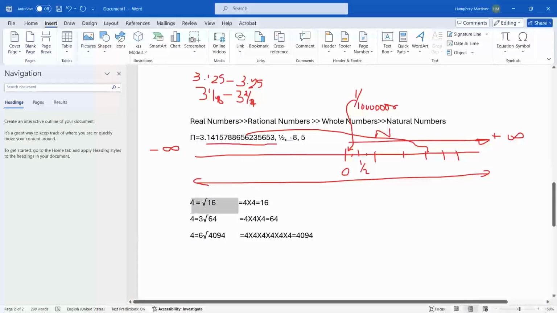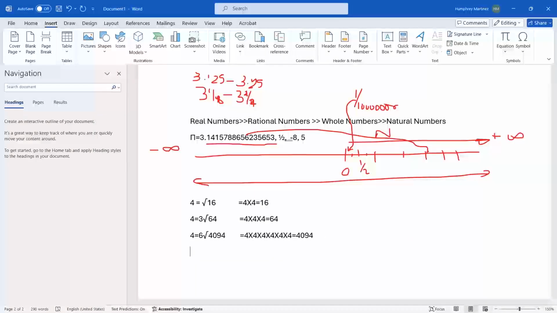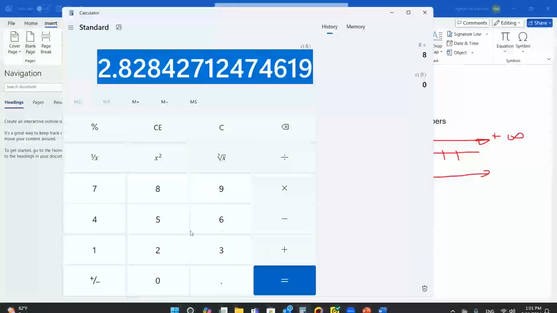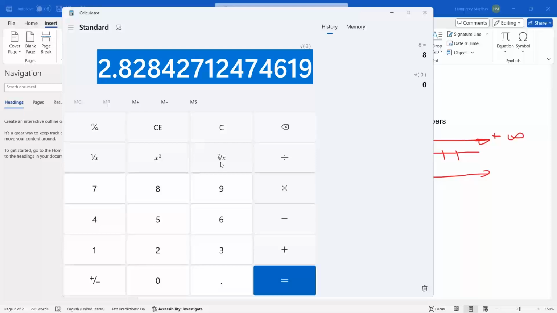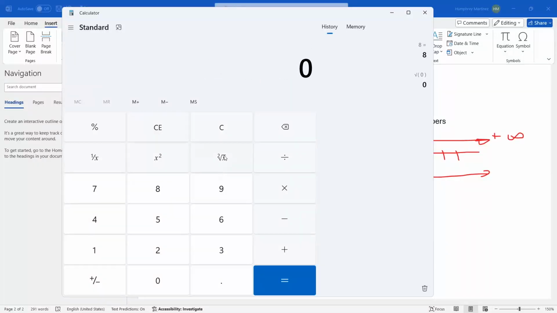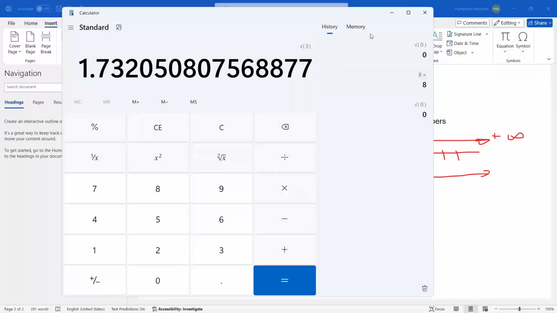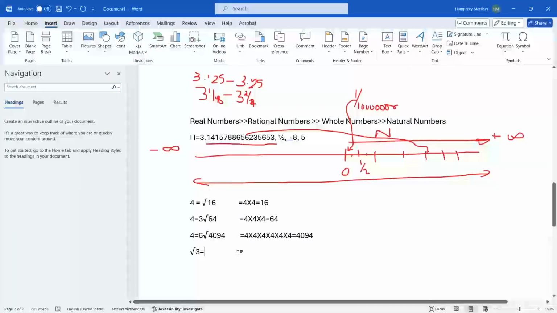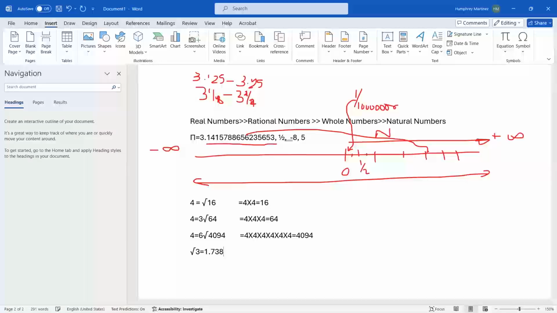These are rational numbers. The rational numbers, they produce whole numbers, but normally they produce numbers like this. For example, the square root of three. Let me see, I will make it in the calculator. It's 1.73. Let me, square root of three. It's 1.7320508, and it continues to the infinite. Okay, these rational numbers, some of them, but mostly they don't have an ending.